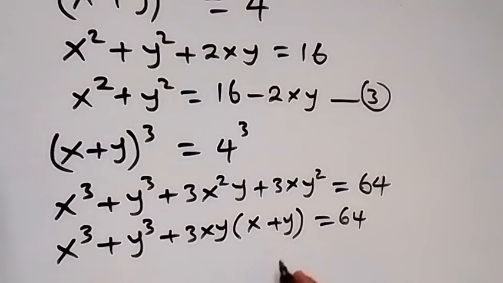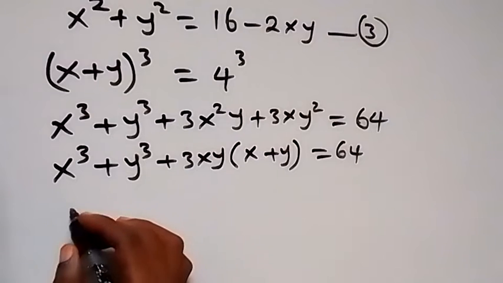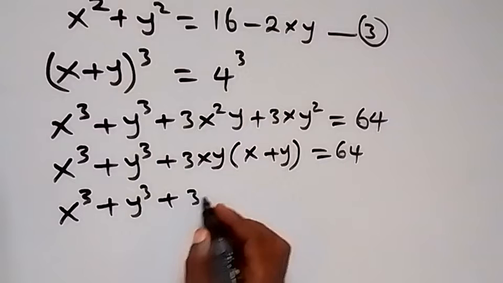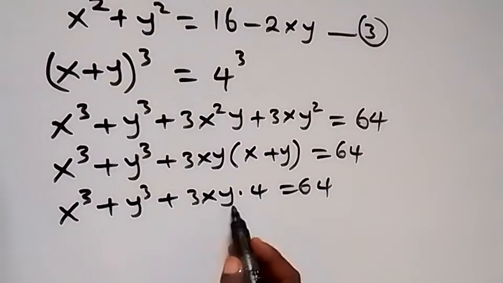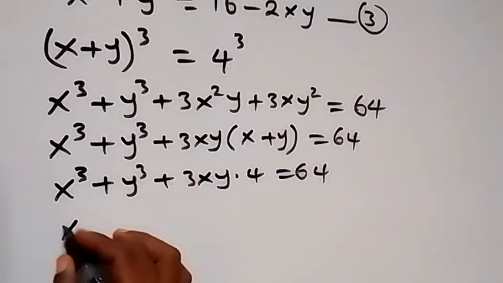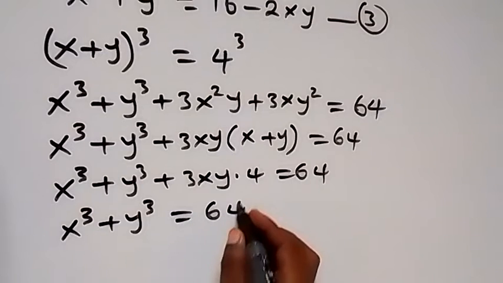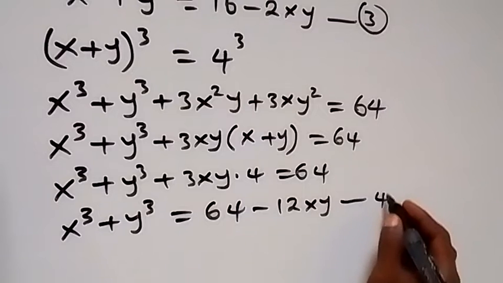And then x plus y from equation 1 is equal to 4, so we can replace x plus y with 4. We write this equation again: x raised to power 3 plus y raised to power 3 plus 3xy times 4 equals 64. And 3xy times 4 is 12xy, so let's take 12xy to that side. Here we have x raised to power 3 plus y raised to power 3 equals 64 minus 12xy. Let's label this as equation 4.